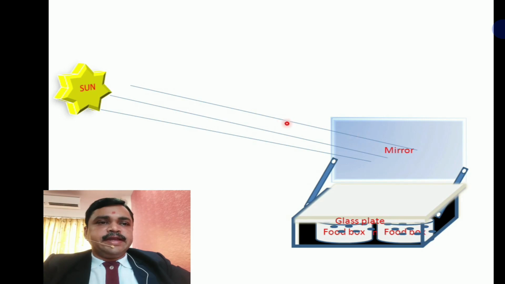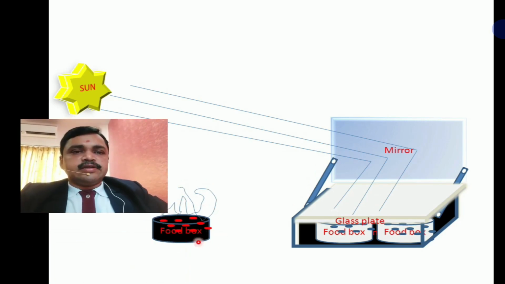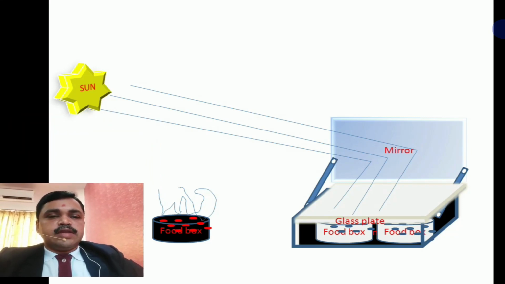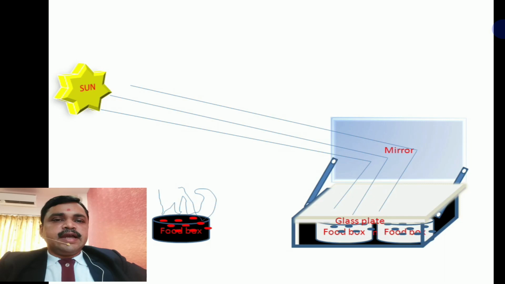In the day when solar radiation takes place, the reflecting mirror reflects the radiation onto the food box where our food is for cooking. The inside of the box and the containers are black in color, so solar radiation is absorbed at a high rate.